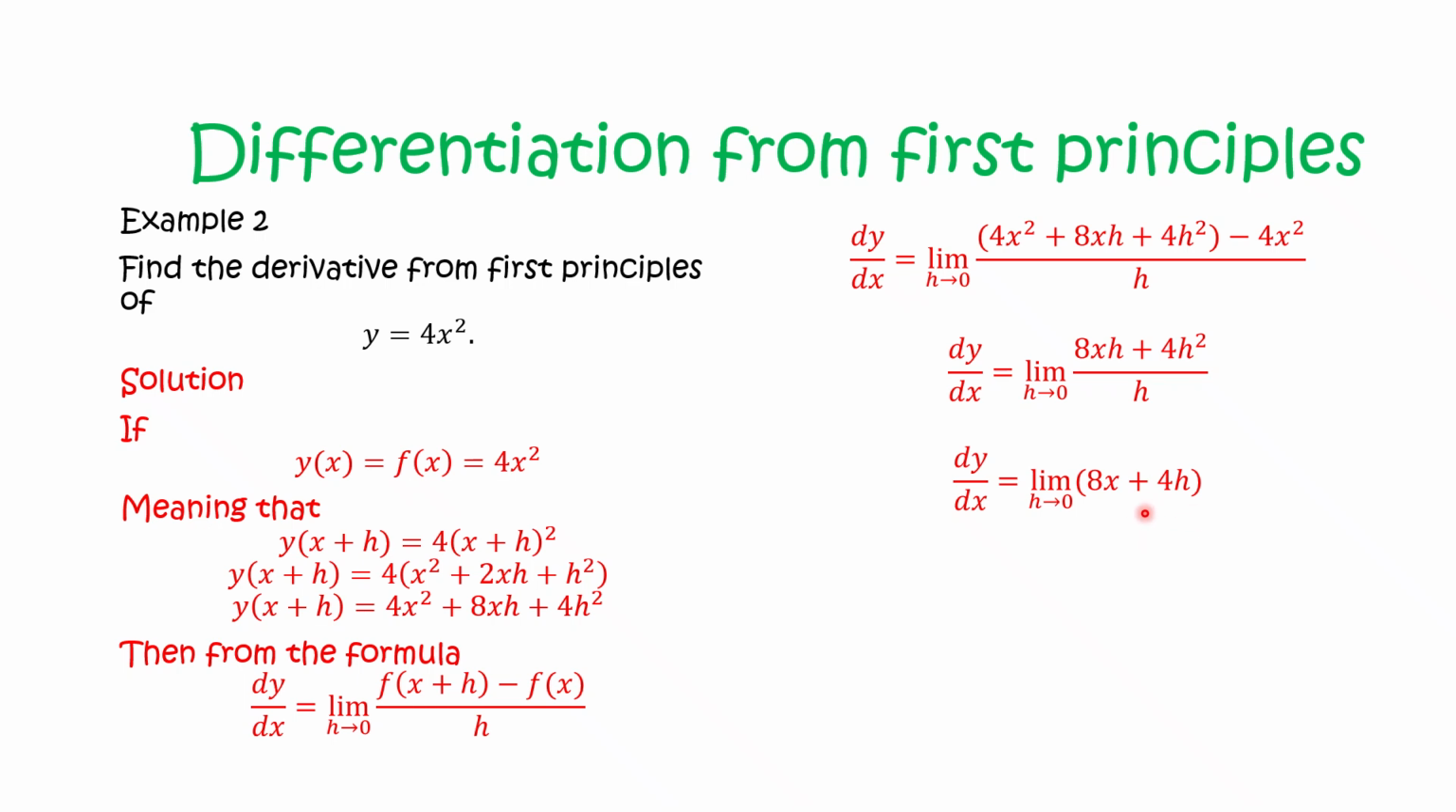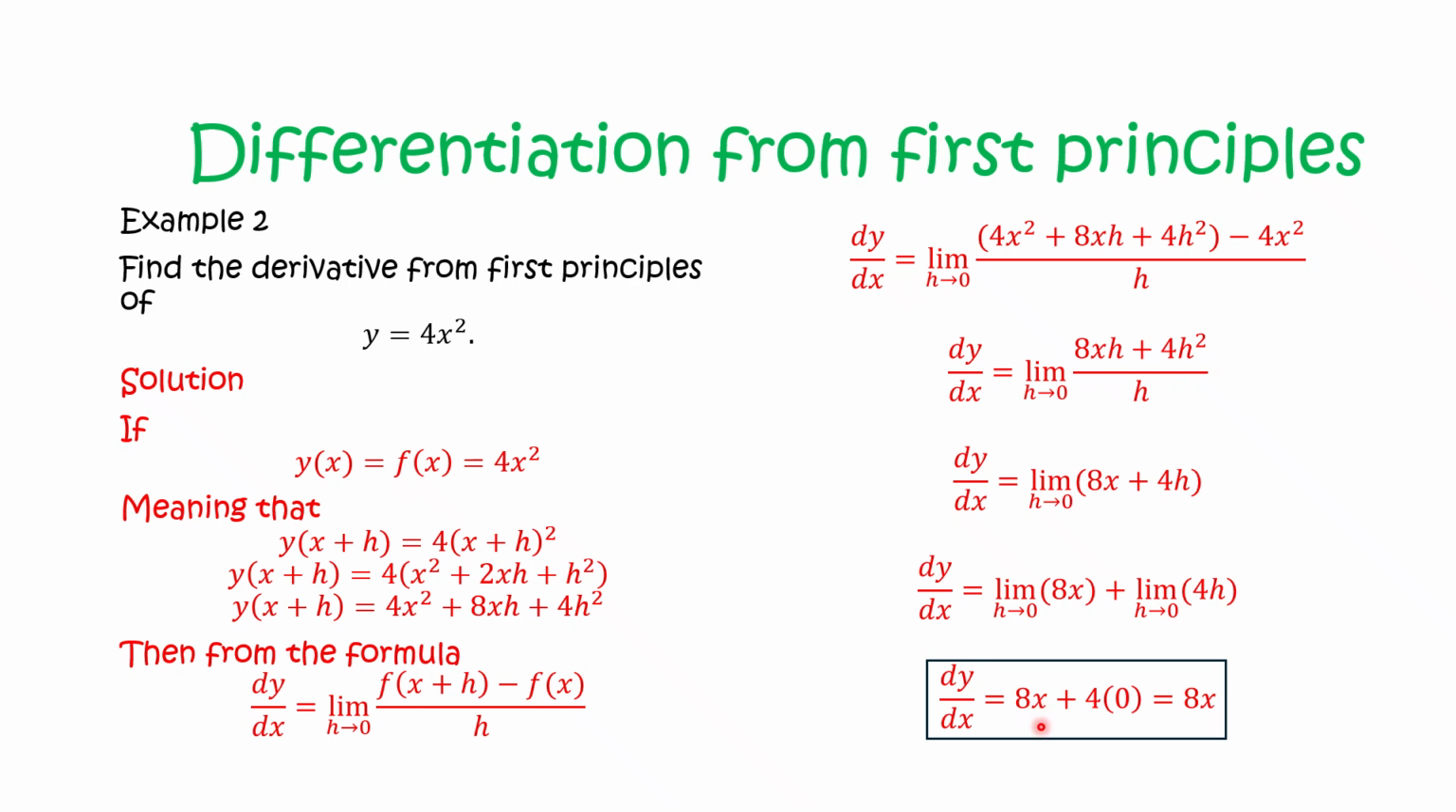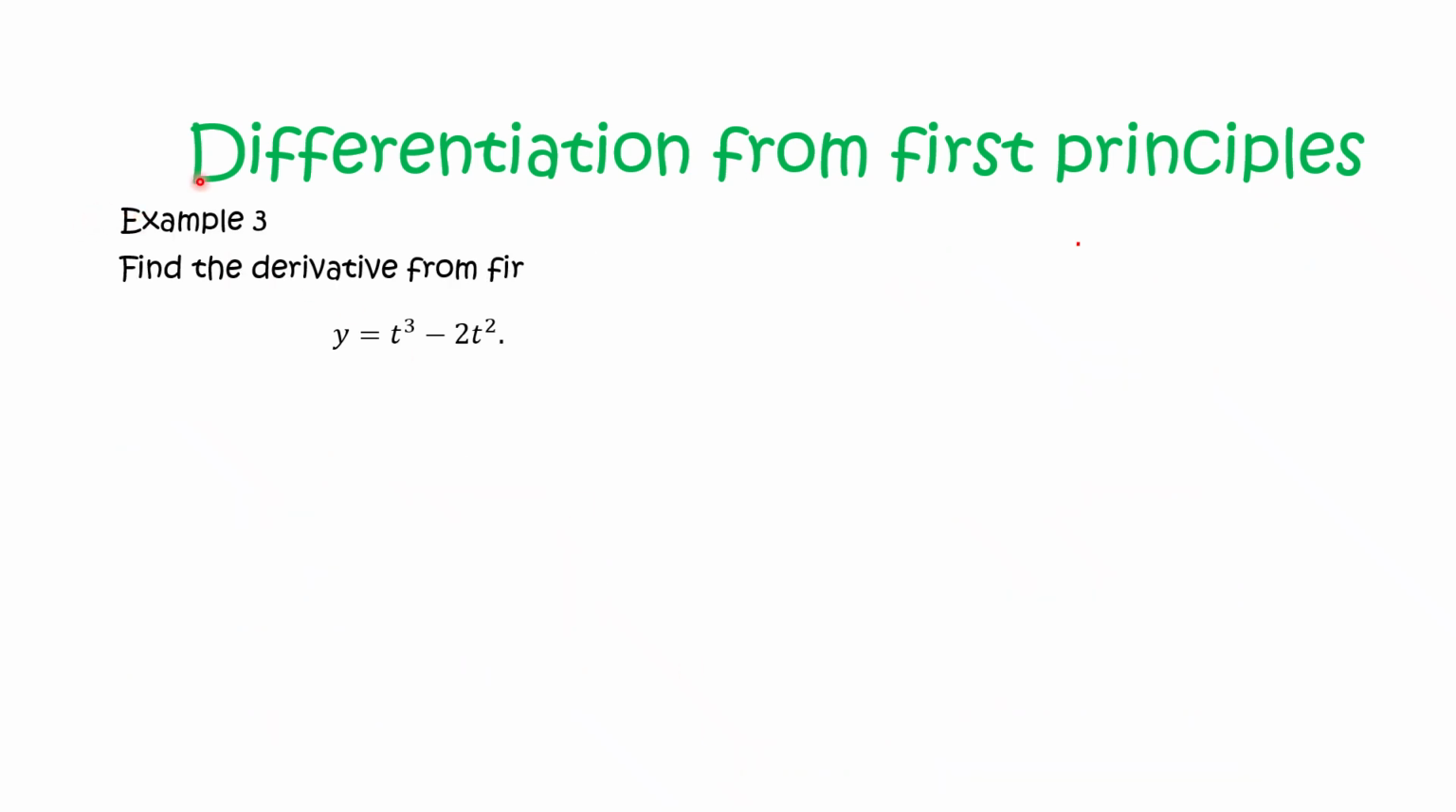Then we can distribute the limit in this format, where we have the limit as h approaches 0 of 8x plus the limit as h approaches 0 of 4h. With that, we are going to have dy dx being equal to 8x plus 4 times 0. Remember, all the h terms go to 0, implying that our answer comes out as 8x. Great. This is the logic that we use in differentiating from first principles. Let's look at example 3.